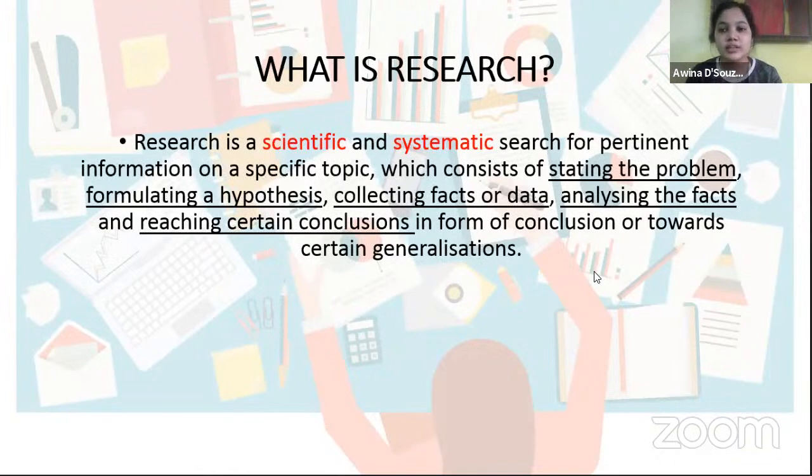Next, coming to analysis, analyzing the facts. You analyze whatever you've got, what you've seen more, what kind of a difference you've seen in the facts or data you have collected. And finally, you come to a conclusion. You test the hypothesis, and then you say, okay, this I'm going to conclude, I'm going to accept this, and you accept that particular hypothesis, and that's your conclusion. So basically, it's a complete process when all this is taking place.